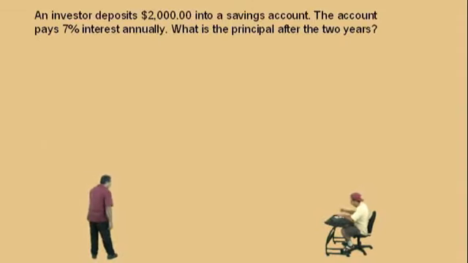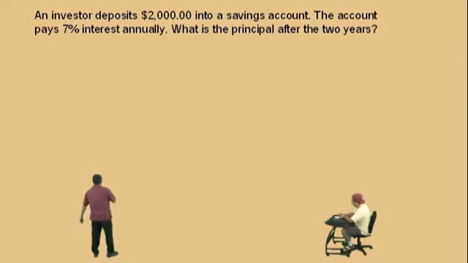An investor deposits $2,000 into a savings account. The account pays 7% interest annually. What is the principal after 2 years? Now, be careful with this one. Now, notice, Charlie, it's every 2 years, but there is 7% interest paid annually. That means every year we have to calculate the interest. And because we're putting the money into an account for 2 years, we have to do 2 calculations, one after the first year and then one after the second year.